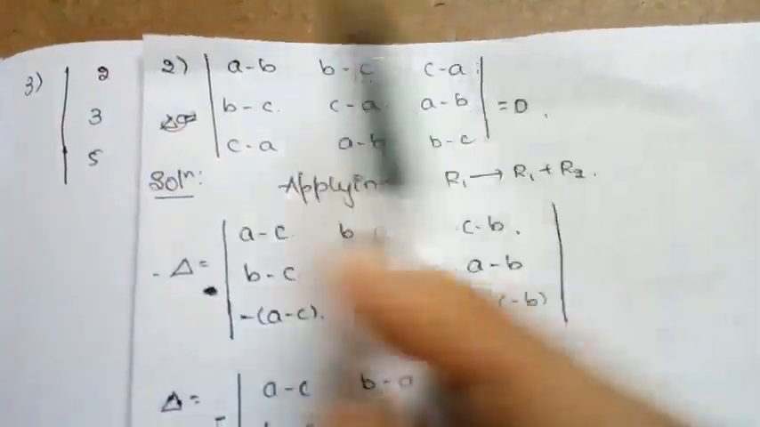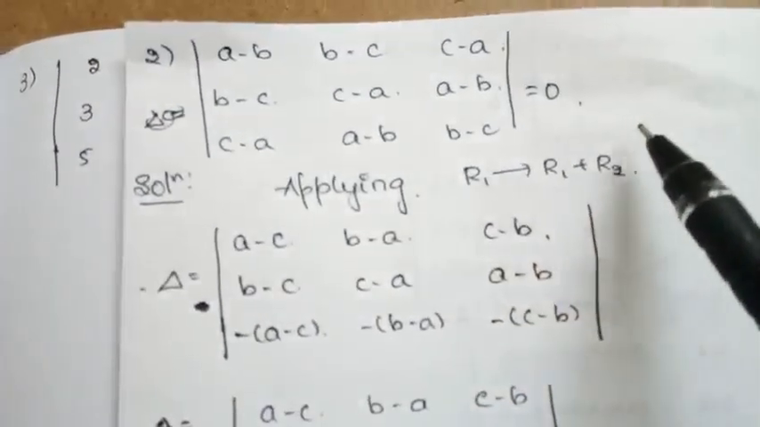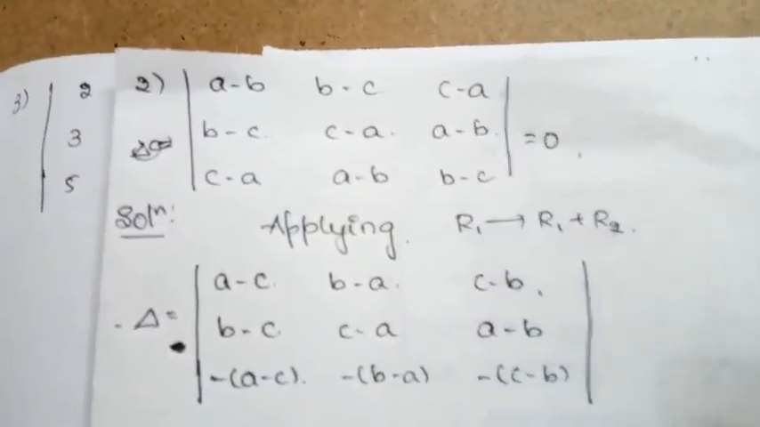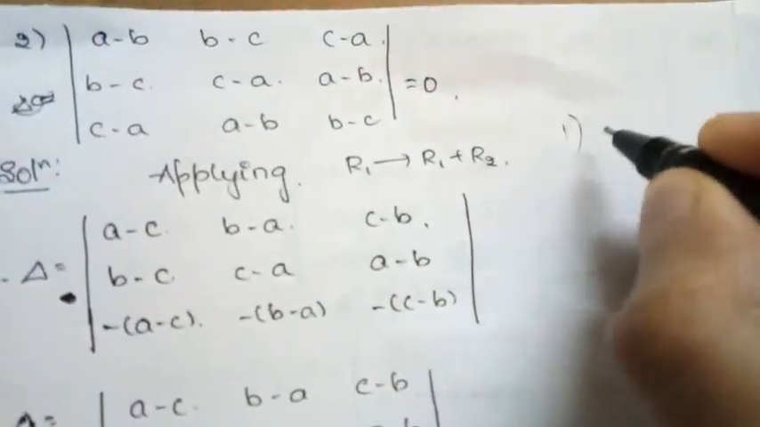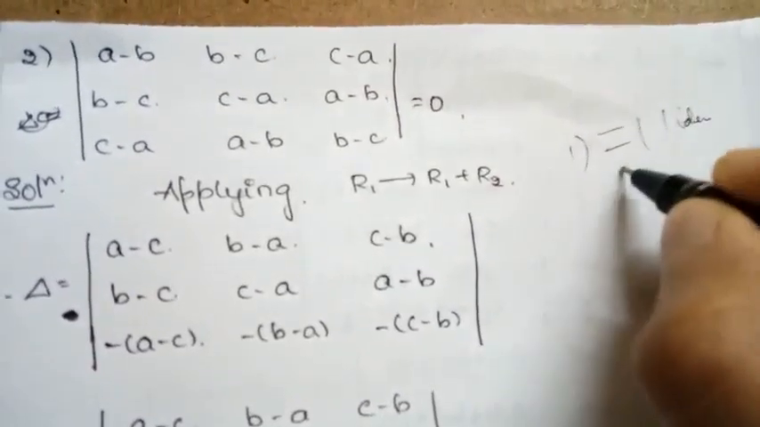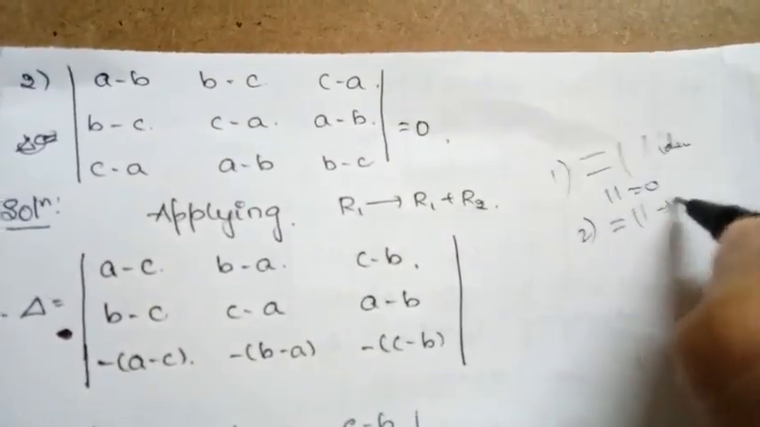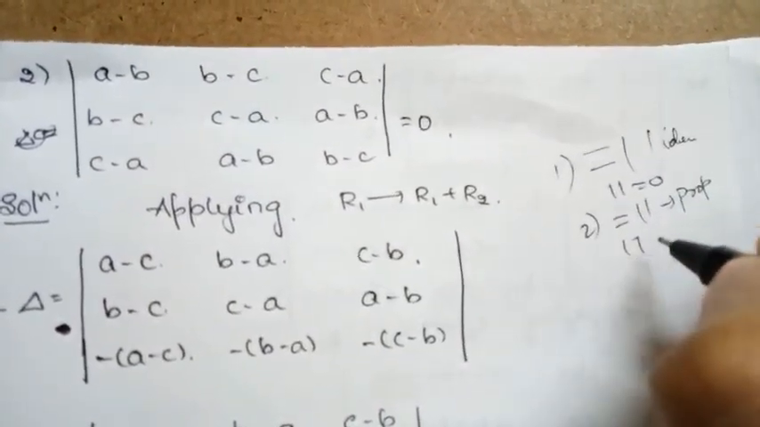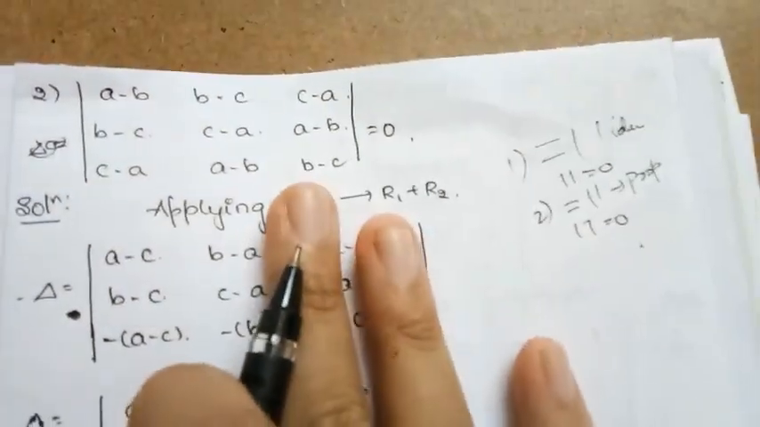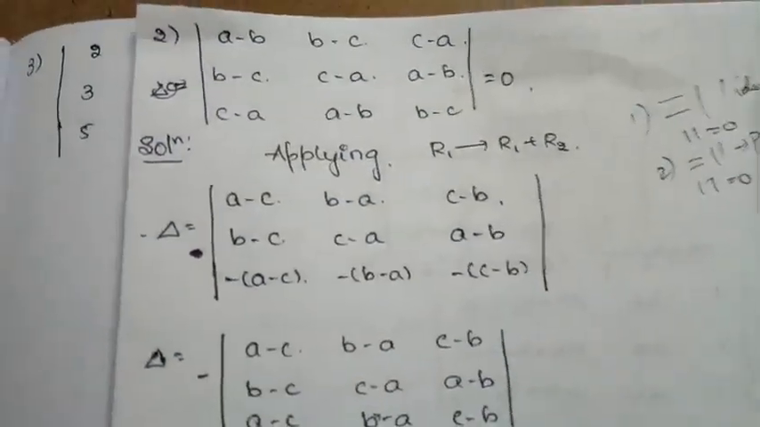They have given that this is equal to 0. Before proving, the first thing we need to note down is, with the properties, what are the conditions to get the value of the determinant equal to 0. The first condition: when any 2 rows or any 2 columns are identical, then the value of the determinant is equal to 0. The second condition: if any 2 rows or any 2 columns are proportional, then the value of the determinant is equal to 0. These are the two major conditions, and we need to remember them properly.